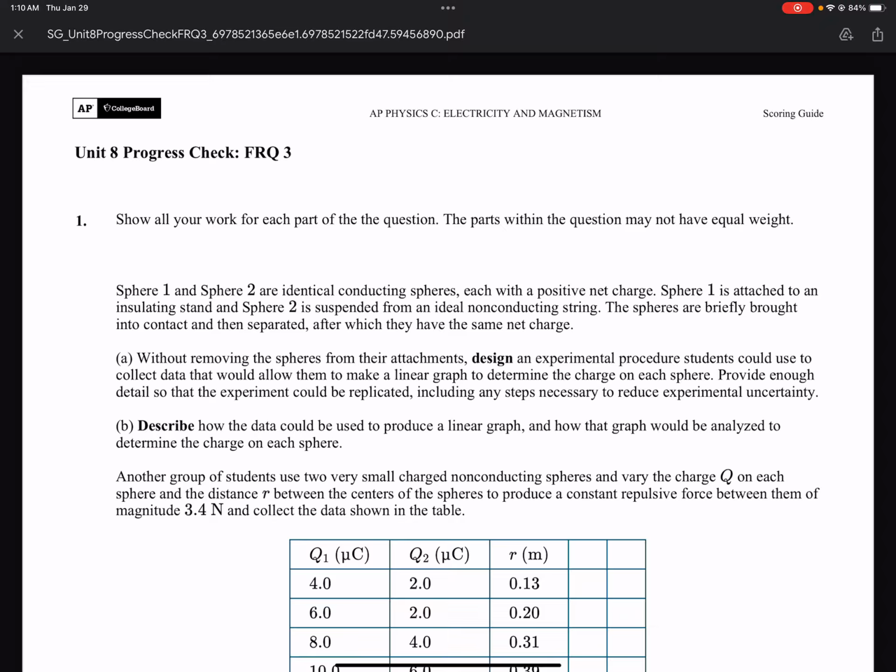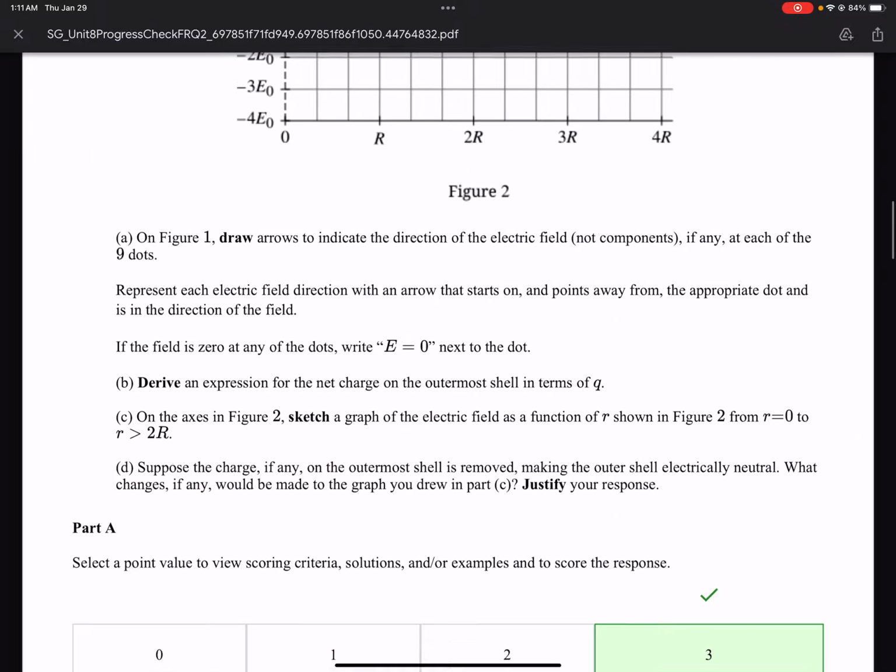You have to design an experimental procedure that can be used to create linear graphs to determine the charge in each sphere, with enough detail that the experiment can be replicated. There's two different types. When you look at the scoring guidelines, there's multiple ways to set up the experiment, but there's two examples that they give. Oh wait, did I just skip one? Oh shoot, yeah, I did.